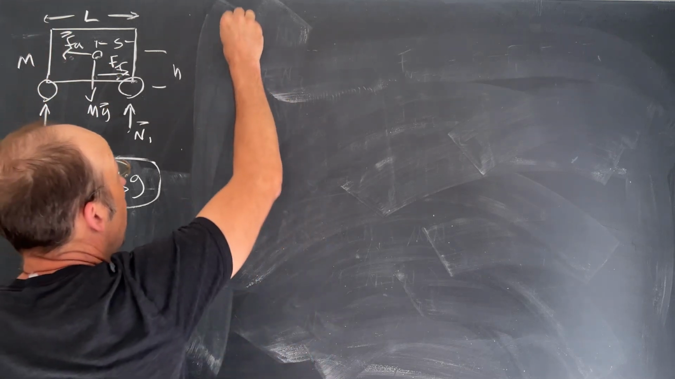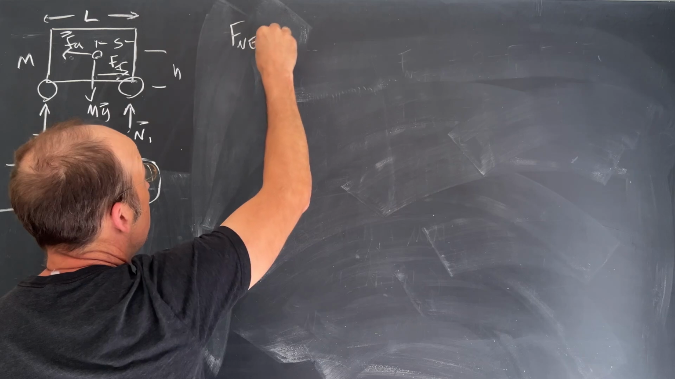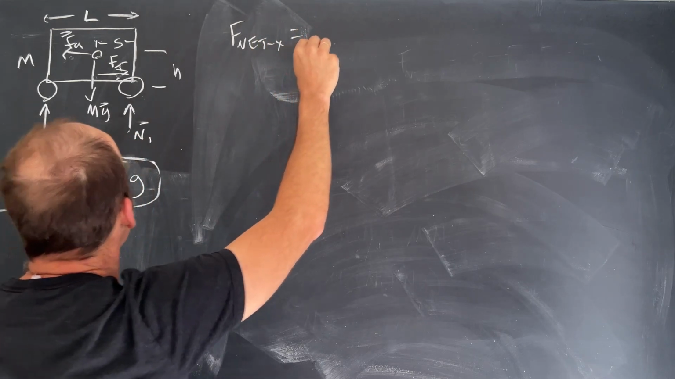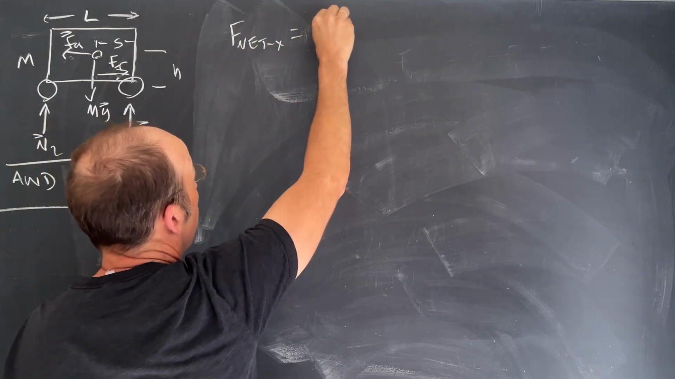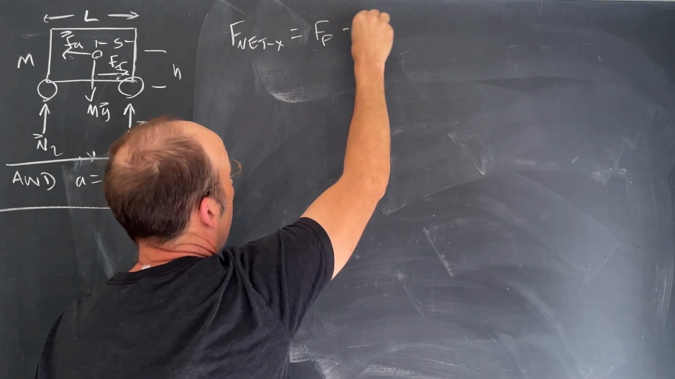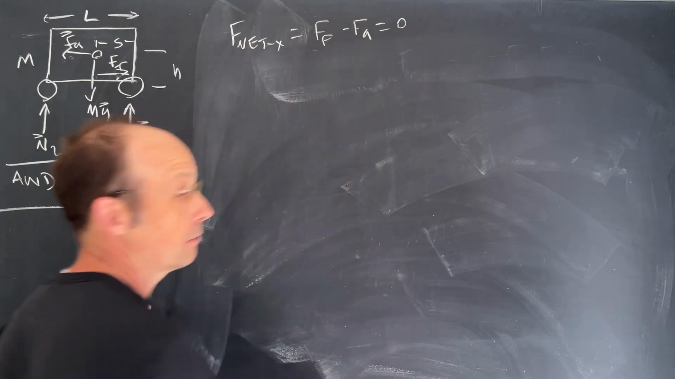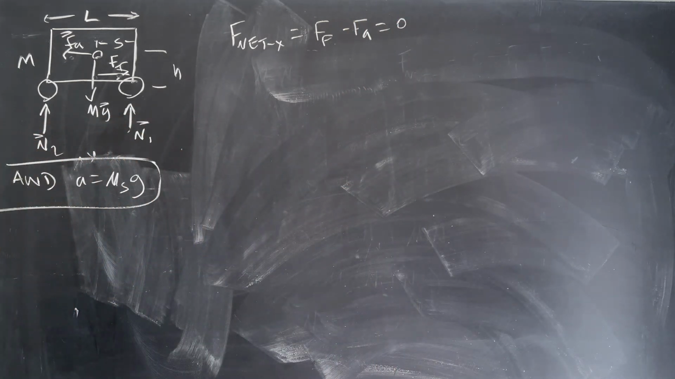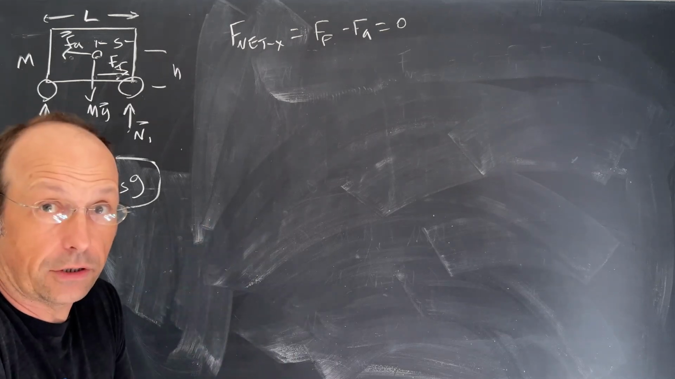Let's just write F net x is going to be equal to the frictional force minus the fake force. Those are the only two forces in the x direction. So the frictional force is the acceleration force.